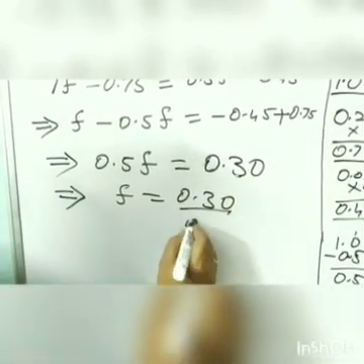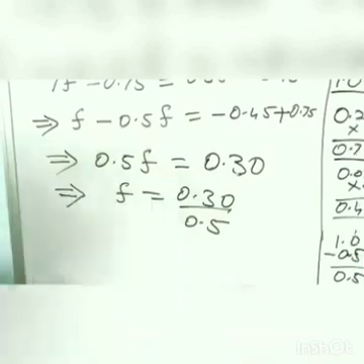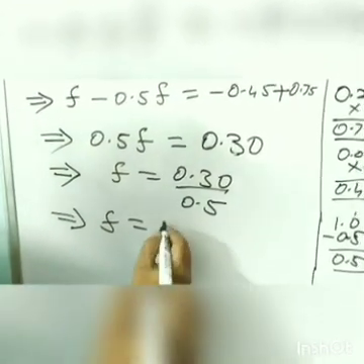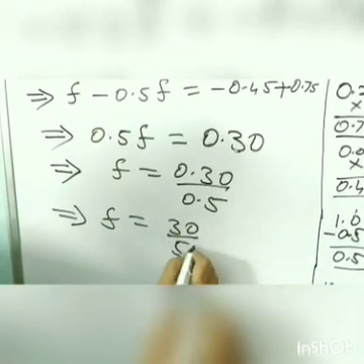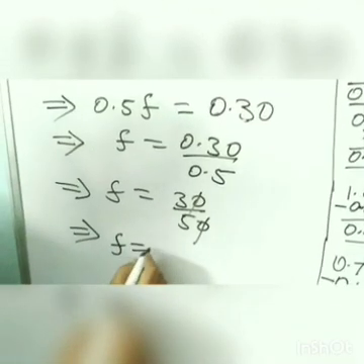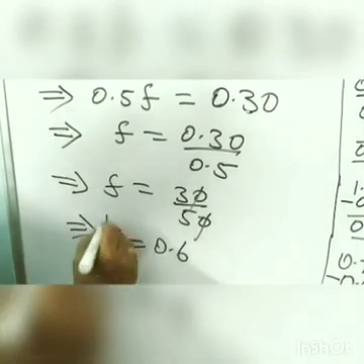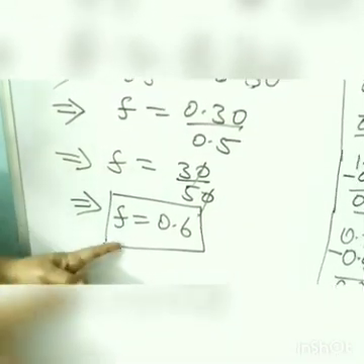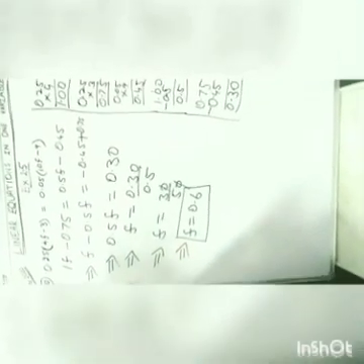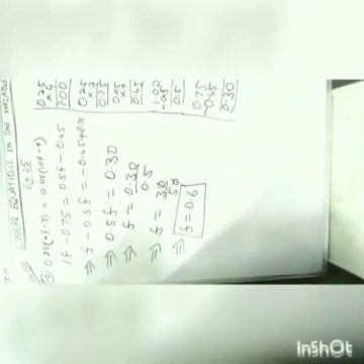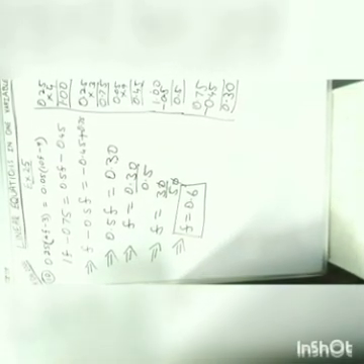0.30 by 0.5. Now when you multiply and divide it by 100, then you get 30 by 50, that is 3 by 5. So f is equal to 0.6. So here also we have got the solution of the equation as f is equal to 0.6. Is that clear, children? Those who want to do it in this method, you can follow this method, or you can also convert it into fractions and then solve it.